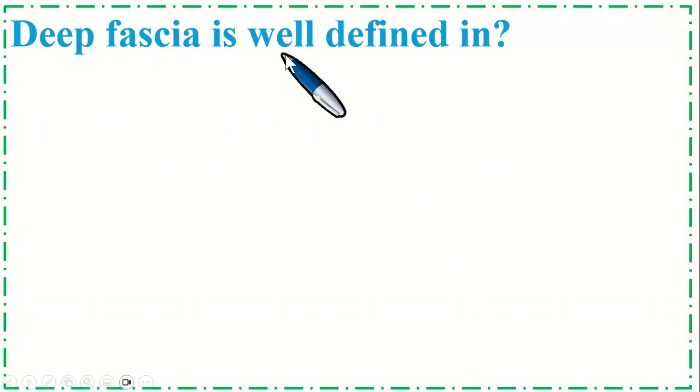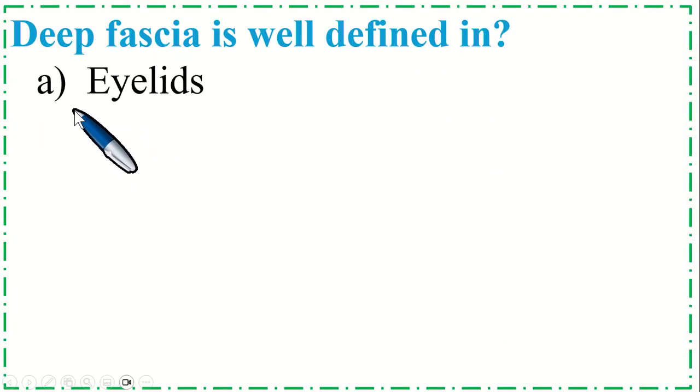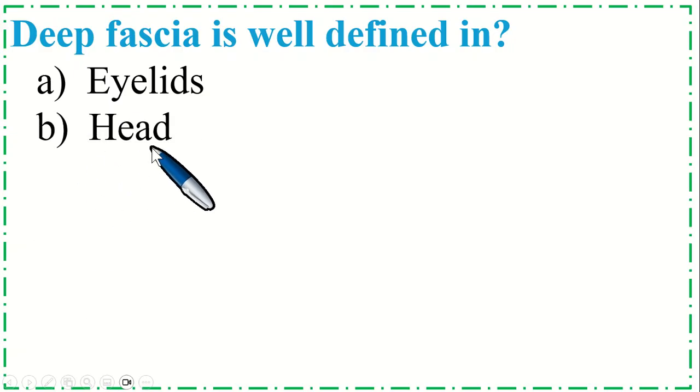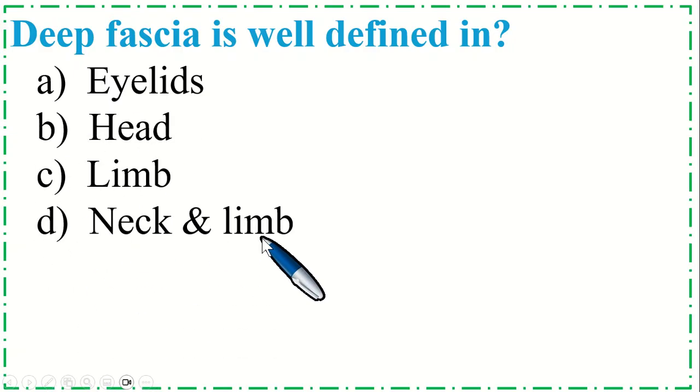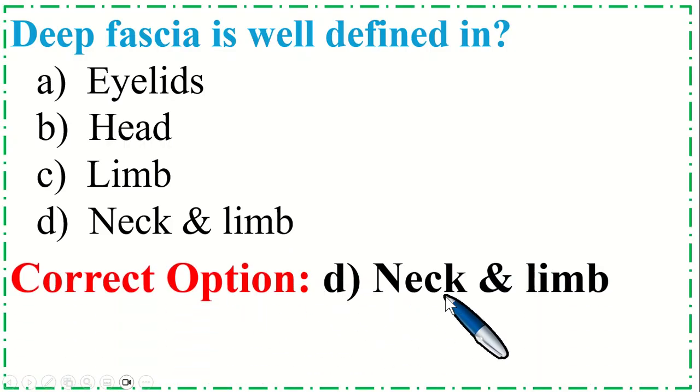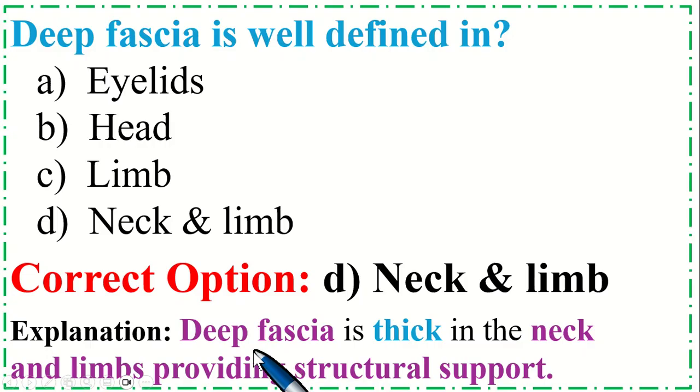Deep fascia is well defined in option A eyelids, B head, C limb, and option D neck and limb. So the correct option is D neck and limb. Explanation is deep fascia is thick in the neck and limbs, providing structural support.